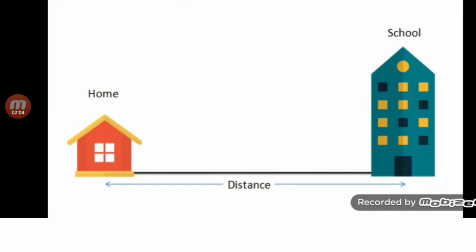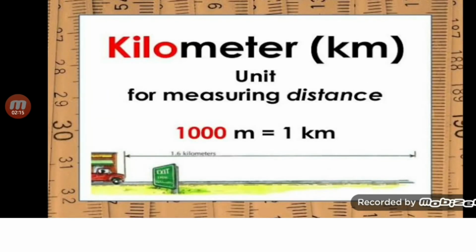Now what if we want to measure the distance between the two places? Let's suppose if we want to measure the distance between your school and your home. How we can do so? We use the term kilometer. Kilometer is a unit for measuring distance. Now, do you know how many meters make 1 kilometer? 1000 meters makes 1 kilometer.